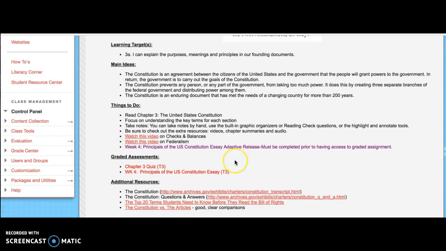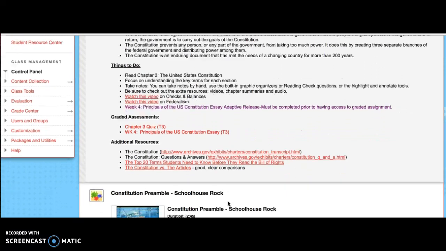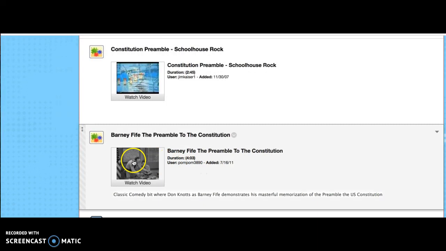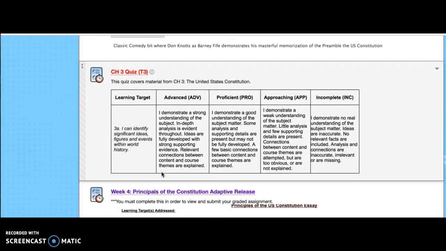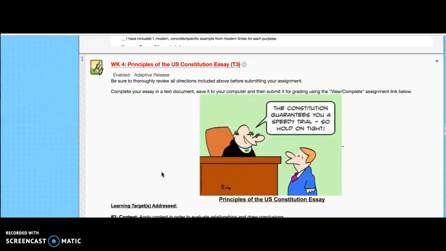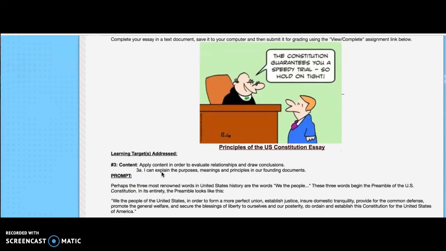You have a chapter quiz this week, and then I give you a lot of additional resources you can use to help you on the paper, a little Schoolhouse Rock video, and a little video about the preamble, because your assignment for week 4 has you looking at the preamble in depth as well as the Constitution. So you have the quiz, then you have your adaptive release, and then your assignment. Your assignment is an essay. It must be saved as a document or a PDF. It cannot be submitted to me as a Google link.